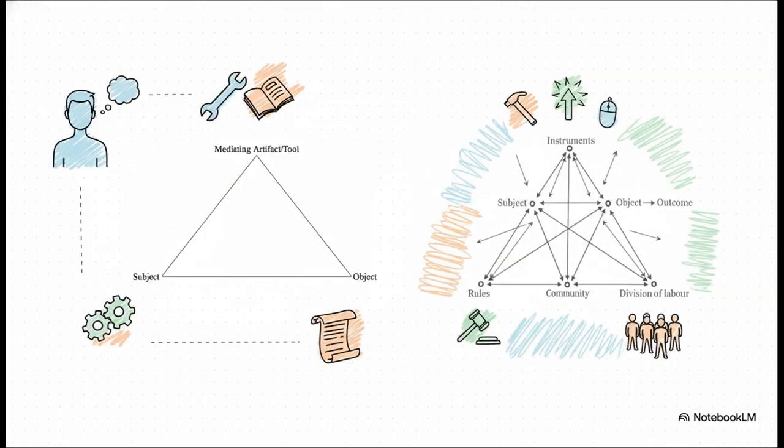This slide just shows that evolution perfectly. On the left, that's Vygotsky's simple starting point. You've got a subject who uses a tool to act on an object. Simple. But then, a scholar named Engeström came along and said, wait a minute, we don't do things in a social vacuum. So he expanded it, adding in all the crucial social stuff, the community, the rules, the roles, to build the much richer, more realistic system you see on the right.